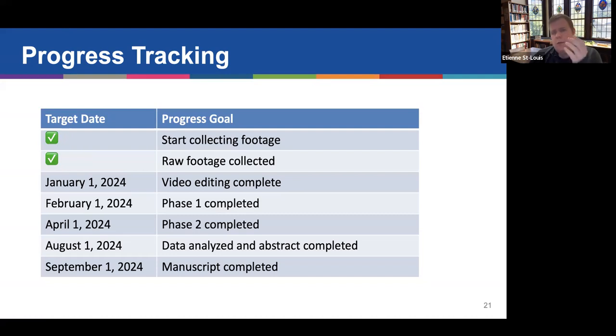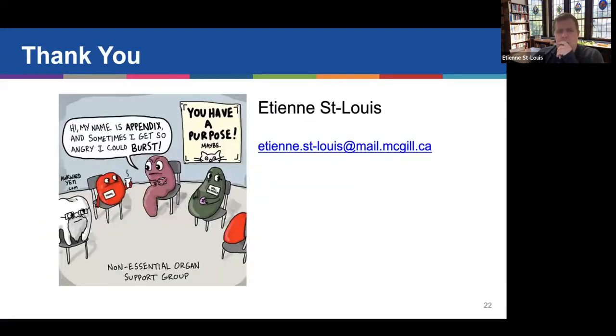So this would give us time to analyze our data, write an abstract, and hopefully submit it. We were targeting the Society of Academic Surgeons, which the deadline is in August. So that's a good goal we're working with. And hopefully by next fall, the manuscript will be complete and submitted. So that's pretty much it in terms of what I wanted to present to you today. I'll stop sharing so that I can see your faces and answer your questions.